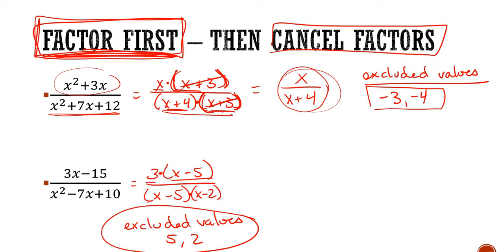Continuing on to cancel like factors. My factors on top are 3 and x minus 5. Those are my two factors. On the bottom, my factors are x minus 5 is my first factor, x minus 2 is my other factor. So I can cancel my factor of x minus 5. And my simplified version is 3 over x minus 2.